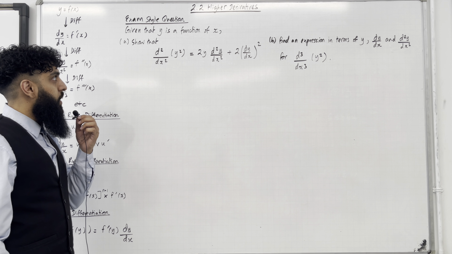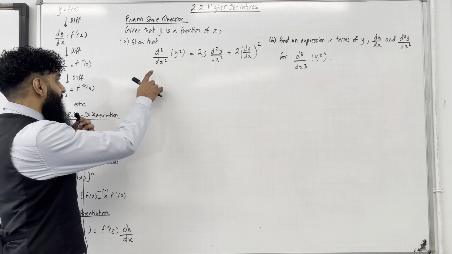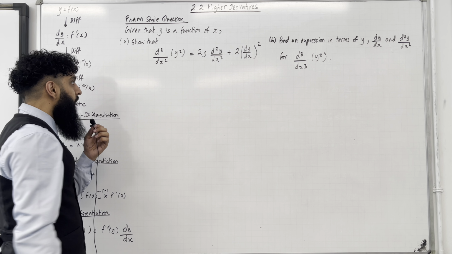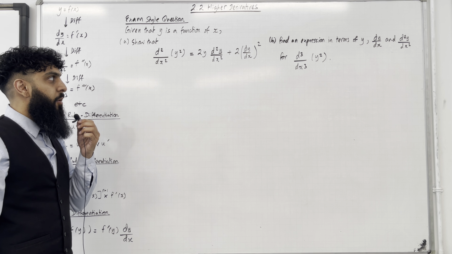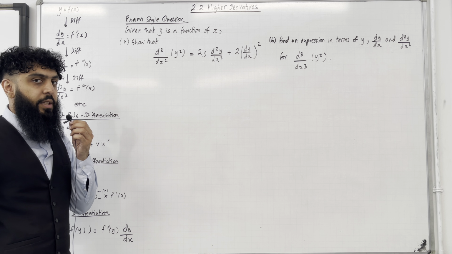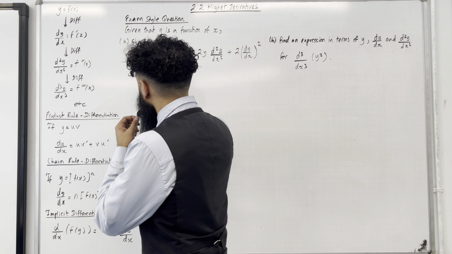Given that y is a function of x, part A, show that d to the power 2 over dx squared of y squared, which basically means the second derivative of y squared, is equal to 2y d2y over dx squared plus 2 lots of (dy over dx) squared. Let's have a look at the solution to part A.